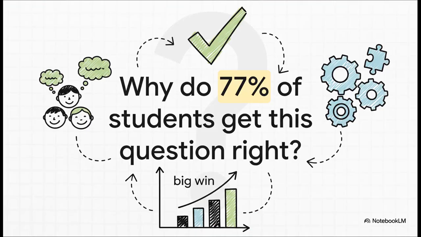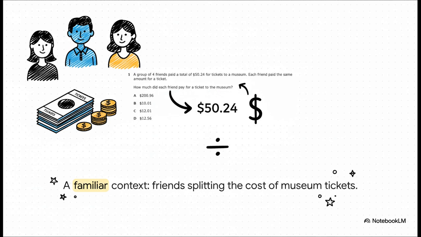So, let's start with a big win. Check this out. This is a problem where more than 3/4 of our students just aced it. So what was the secret sauce? What made this one so straightforward for them? It's all about the context, right? 4 friends splitting the cost of museum tickets. That's something they can actually picture.